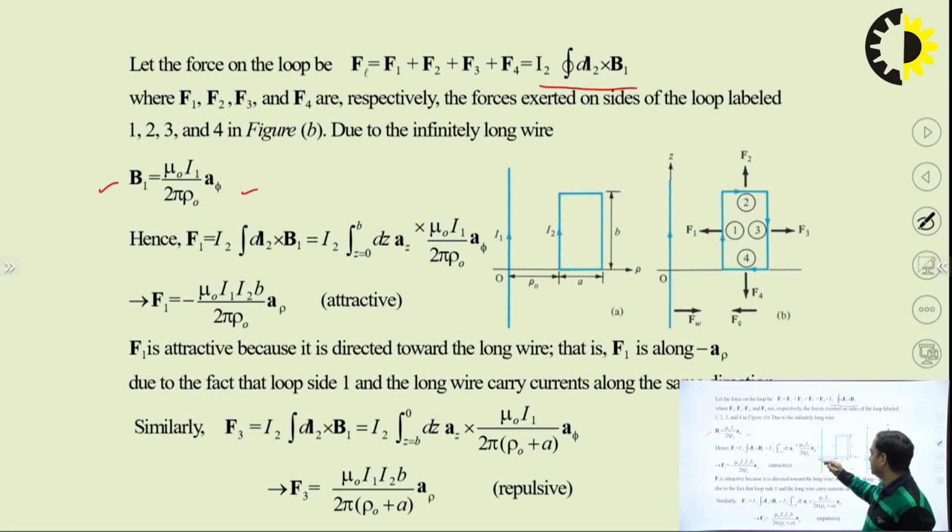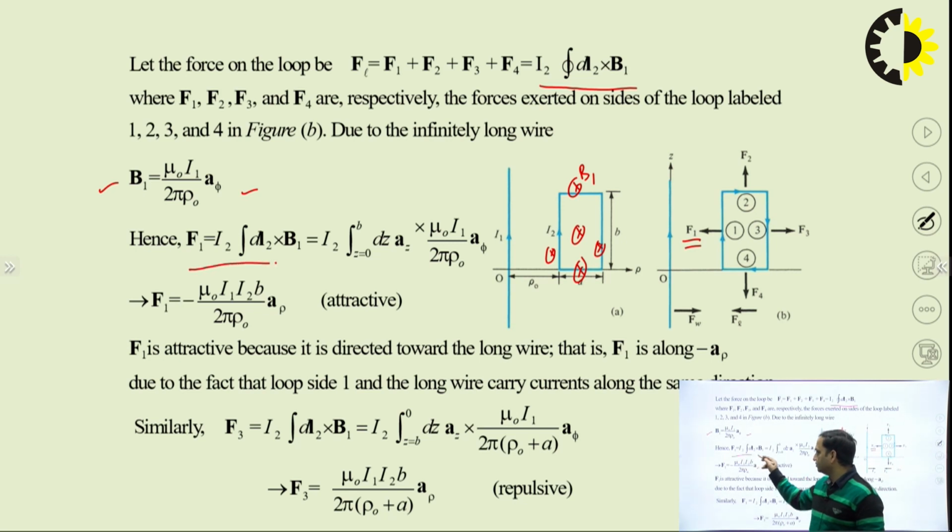So this B1 will be everywhere. Here B1 will be there, B1 will be here, B1 will be here, everywhere. So we have to use this B1 and find the force. First is the force F1. The F1 definition is I2 dL2 cross B1.